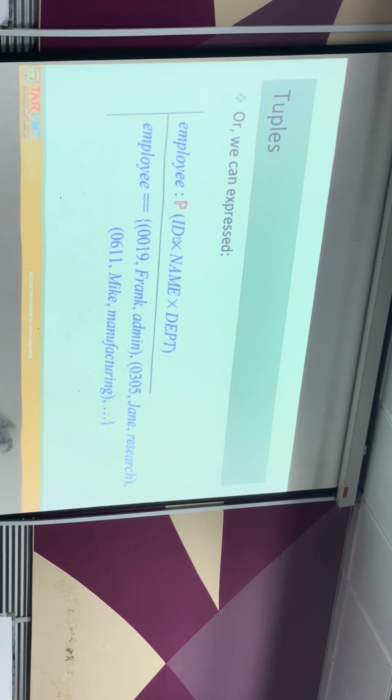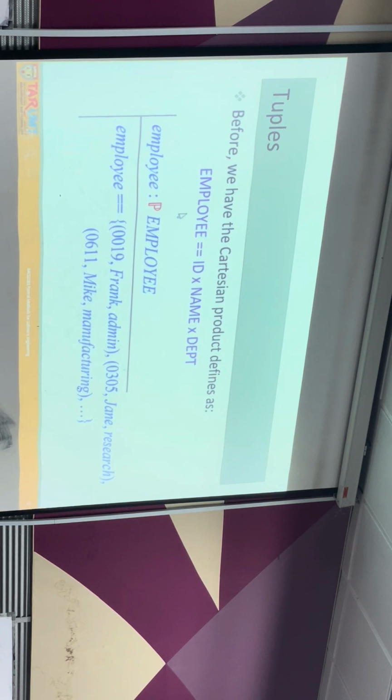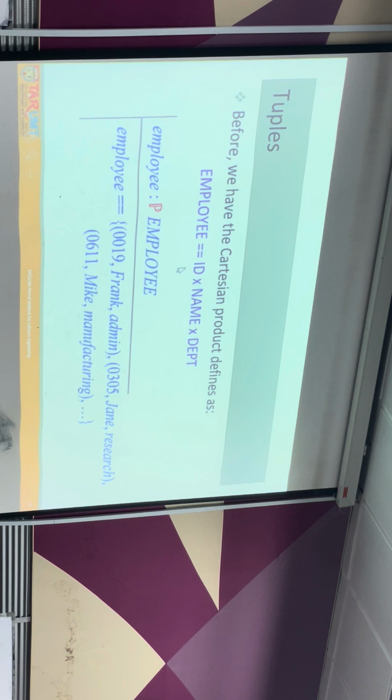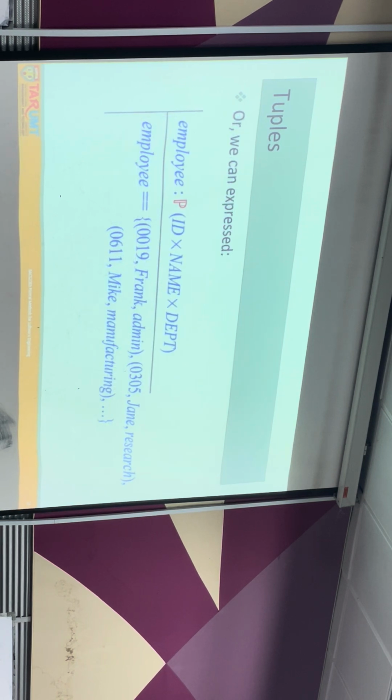Same thing. Here I give a new name called employee, a combination of ID, Cartesian product of N, Cartesian product of department. So I can put power set employee only. But if I don't want to have this, if I didn't do the definition in my system, I can straight away do like this. But make sure that you put brackets. That is another way. So this is Cartesian product.